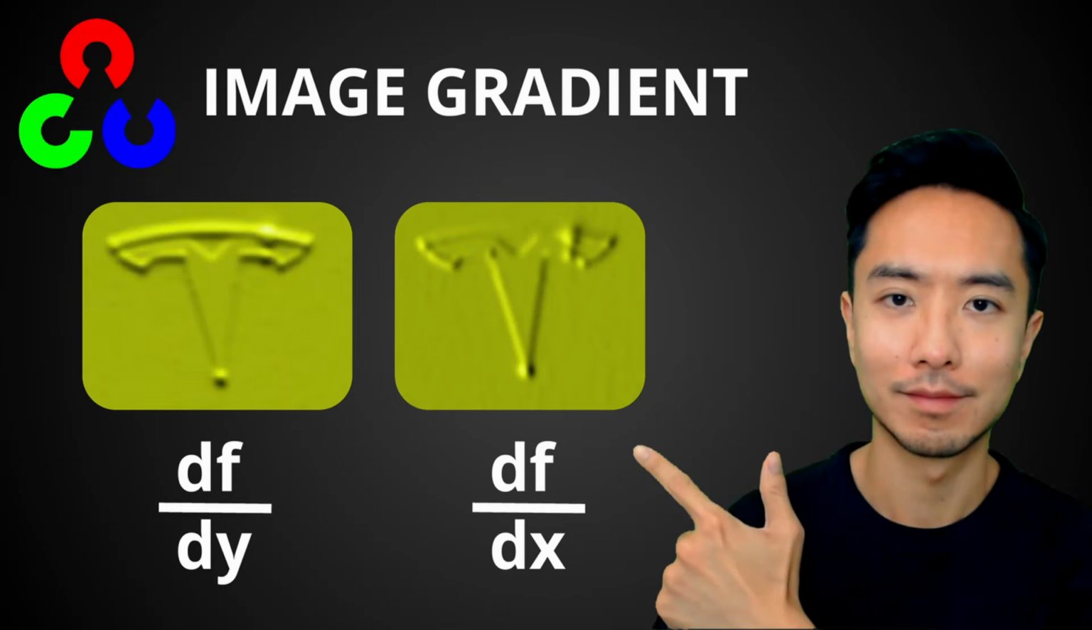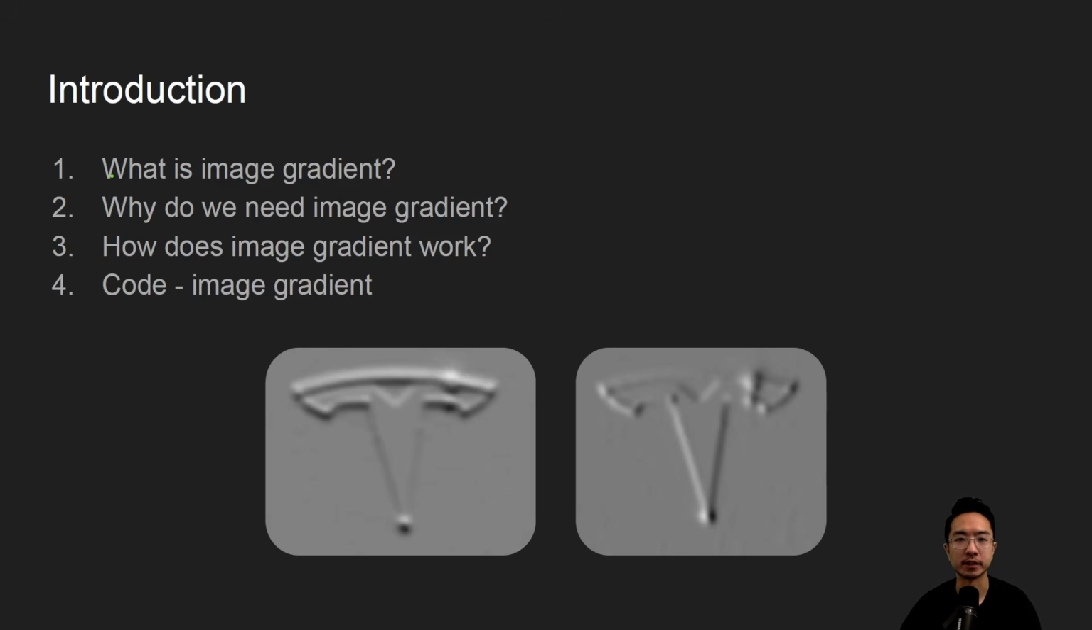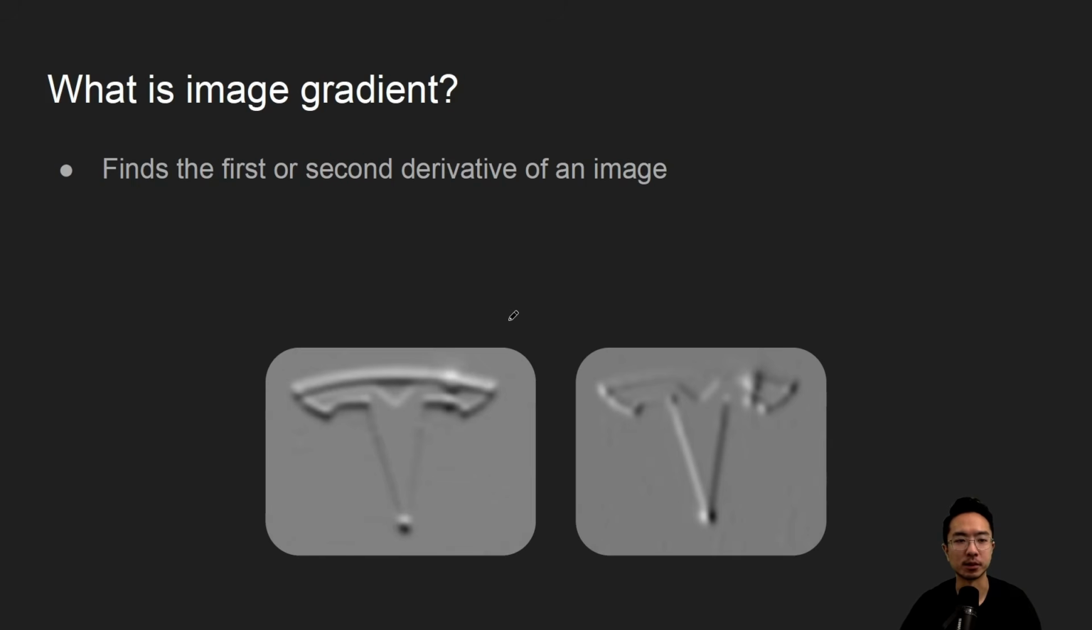Alright, in this video, we're going to talk about image gradient in OpenCV using Python. So we'll start off by saying what it is, why do we need it, how does it work, and jump right into a coding example. So by the end of this video, we'll see how we could get these two images here and the difference between the two.